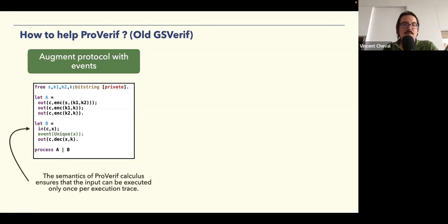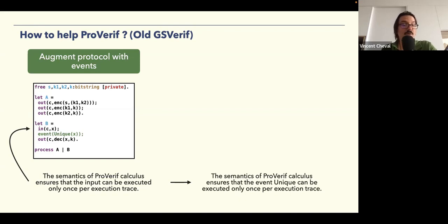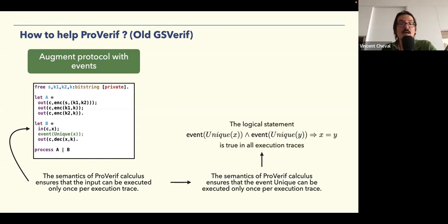Okay. So the semantics of the ProVerif calculus ensures that the input can be executed only once per execution trace. Now if we rephrase this property using the unique events, the semantics of the ProVerif calculus ensures that the event unique can be executed only once per execution trace. So if we formulate a logical formula for a statement that is always true, it would be that if you have a trace where two events unique have been executed, then it is in fact exactly the same event, since it can only happen once. And so the contents here, X and Y, must be equal. And this is true in all executions.